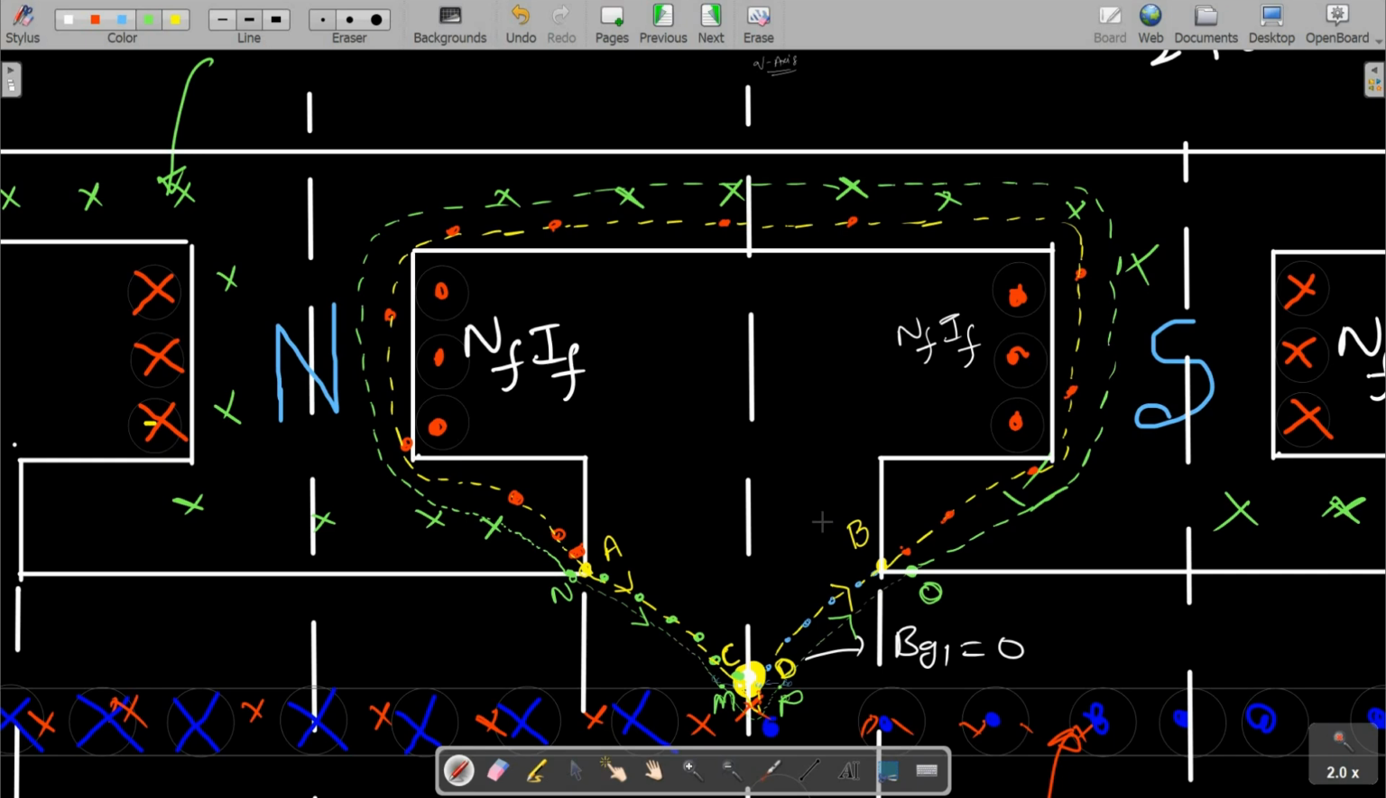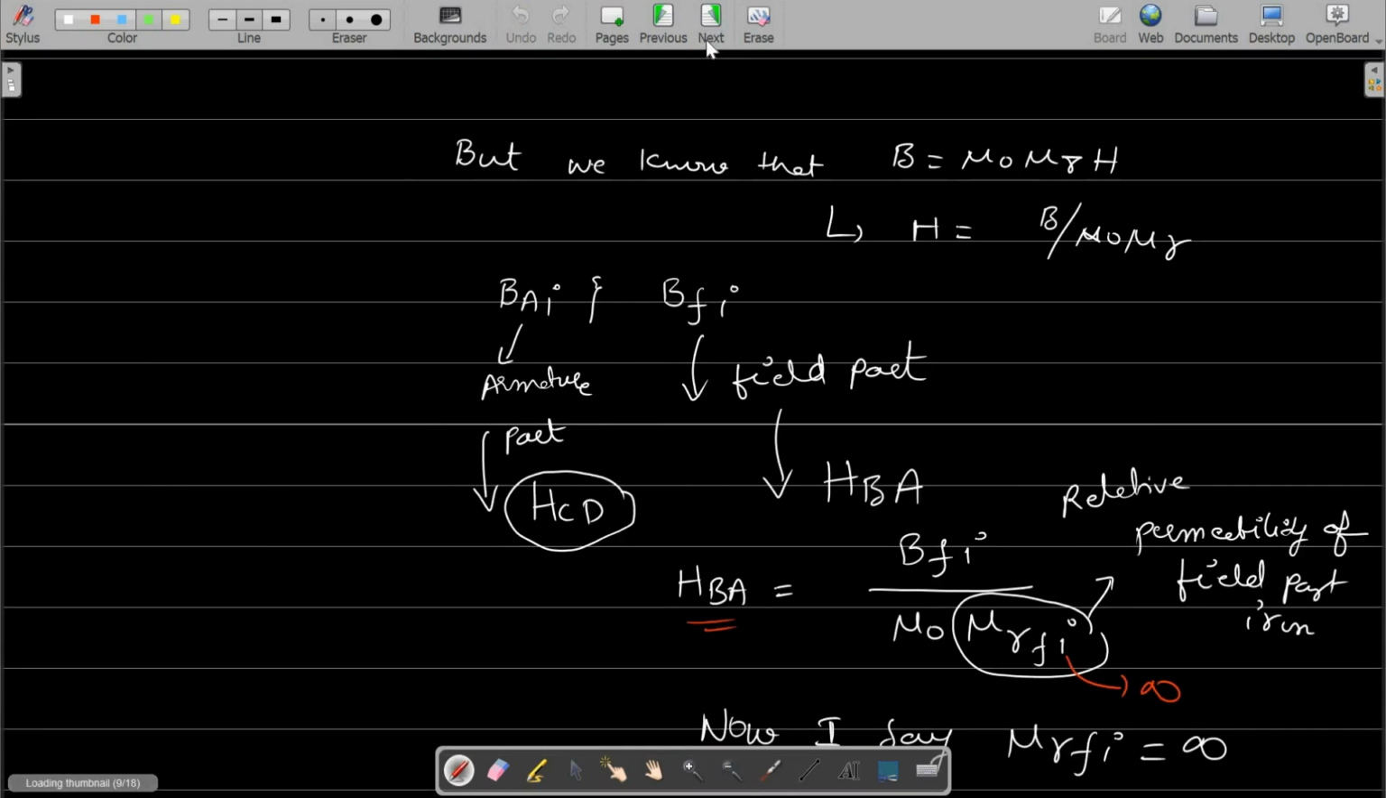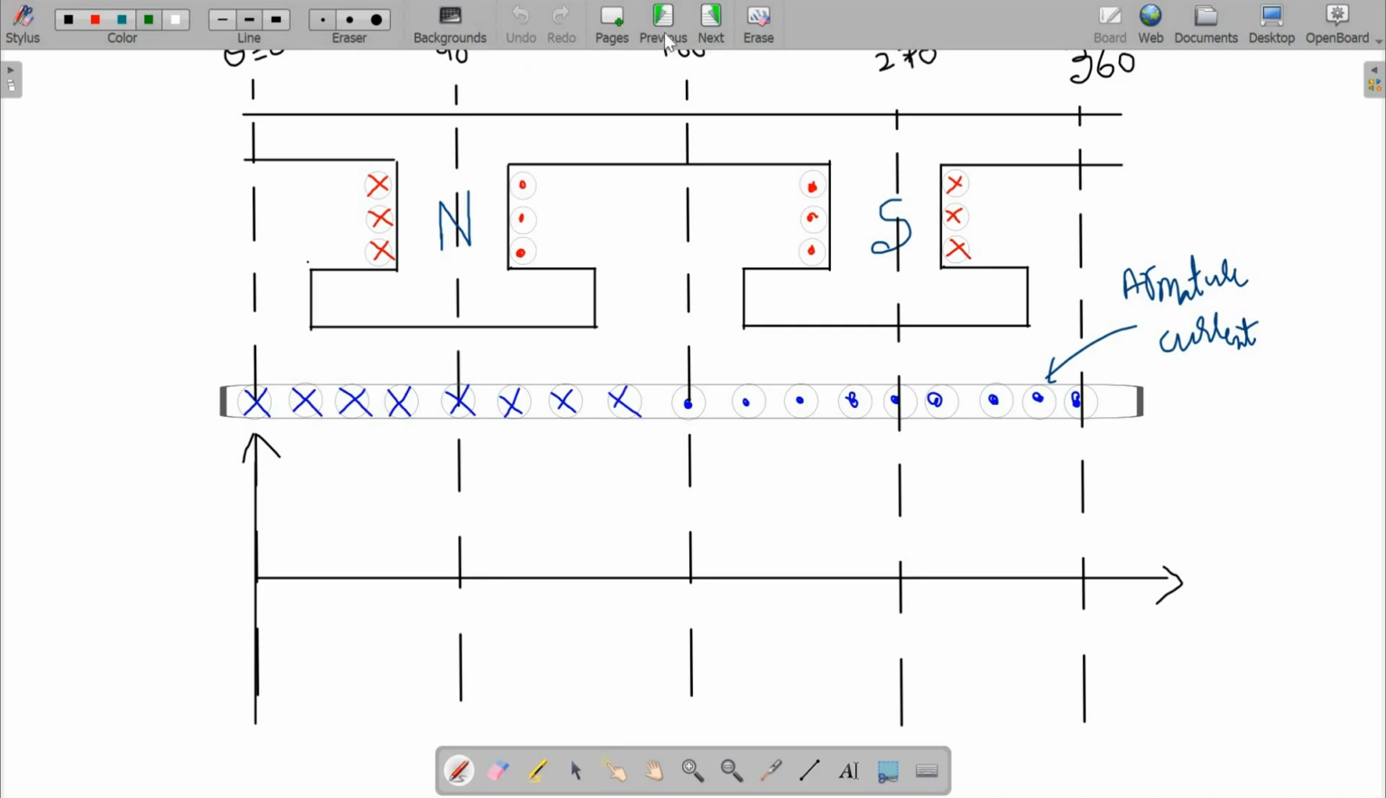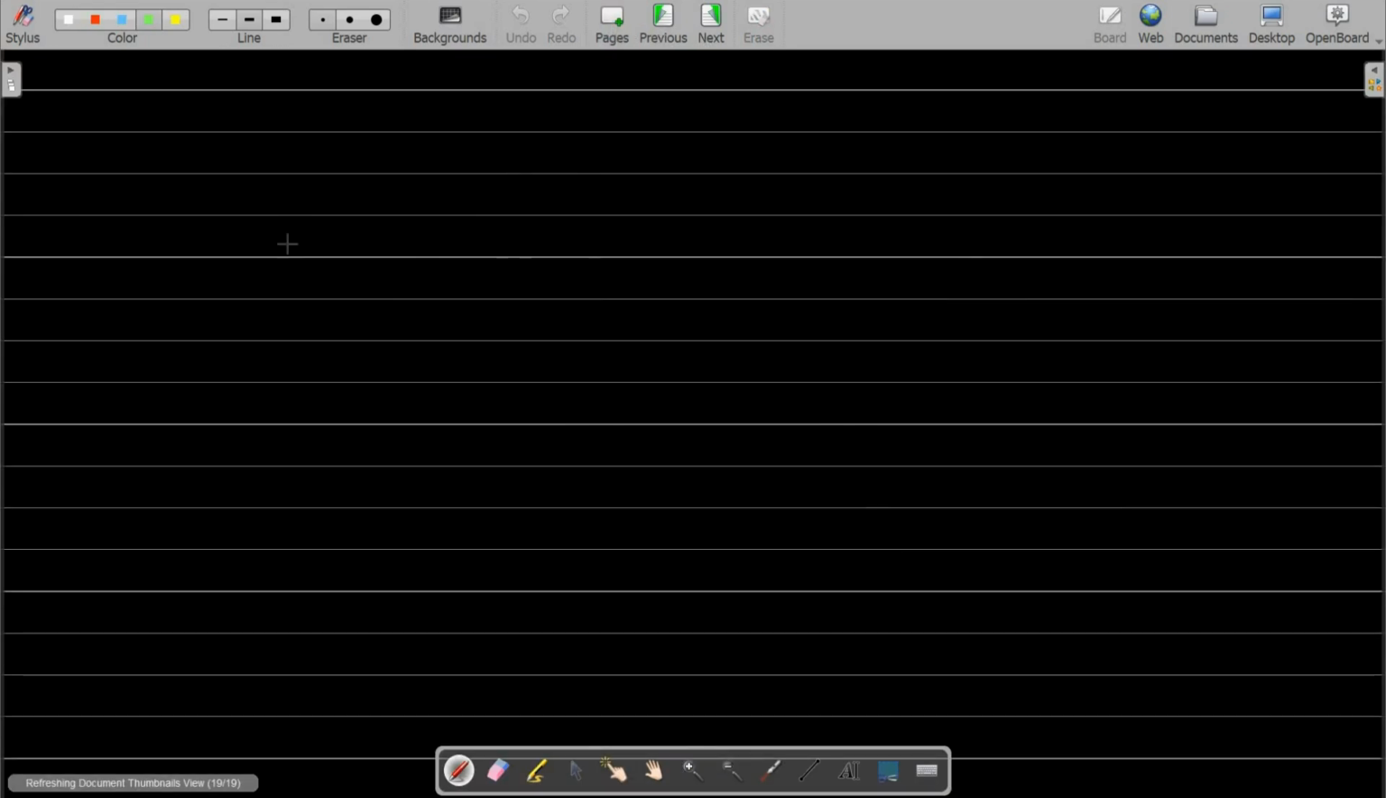Now we will do the same derivation that you have done previously for the A B C D part. Similarly we will do the same derivation for the M N O P part also. Now I will start writing Ampere's circuital law. Okay, go to the next page. I'll add one page here.